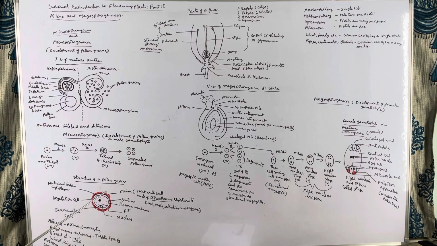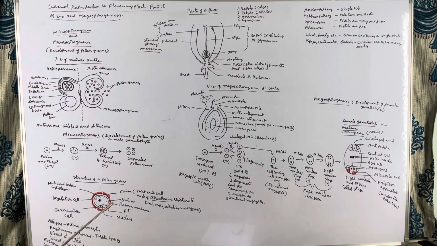If you observe a pollen grain under a microscope, it looks like this. It is covered by two walls. This is the outer wall, this is the inner wall. The outer wall is known as exine, inner wall is known as intine. The exine is very thick and also very strong. This exine is made of a substance known as sporopollenin. Sporopollenin is a highly resistant substance to temperature, acids, alkalis, and also for enzymes.